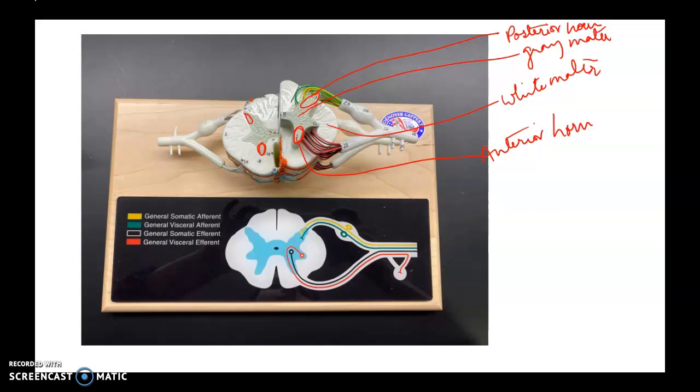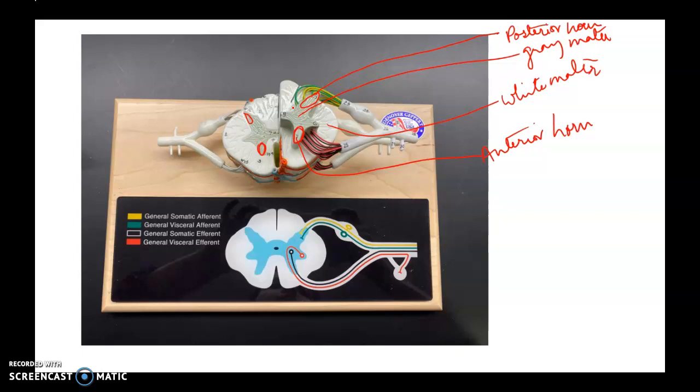So read the question carefully. If it points somewhere in the middle and asks you to ID the structure, I'm probably pointing at the gray matter. But if I specifically point at the horns and ask you to ID the structure, you should pick anterior horn or posterior horn depending on where it's pointing.